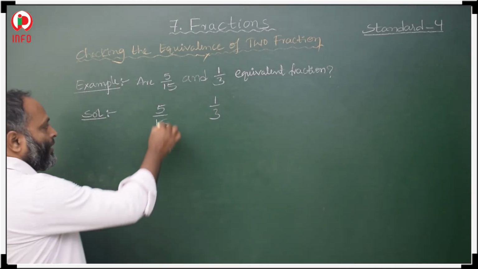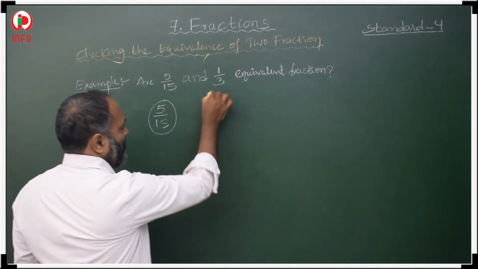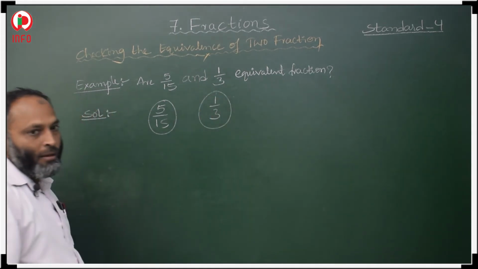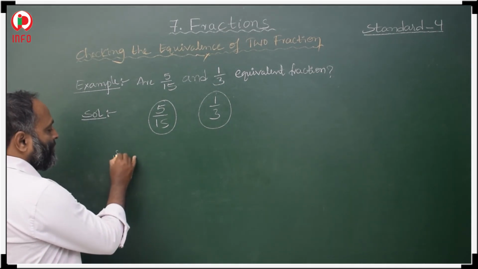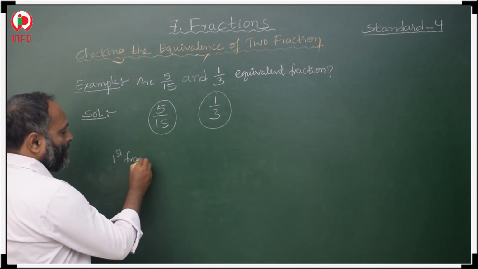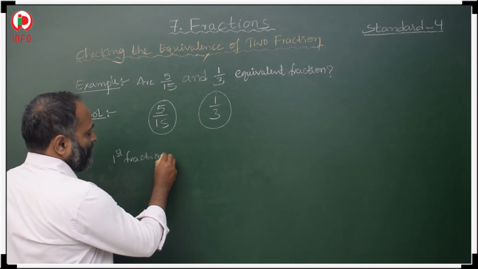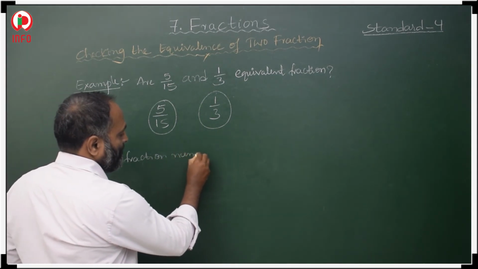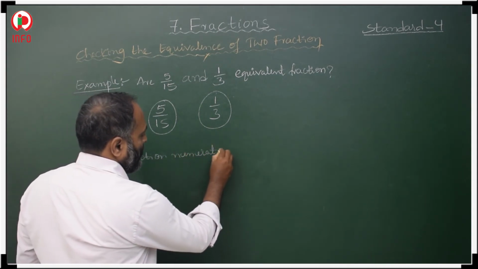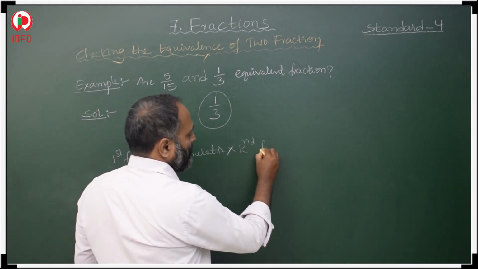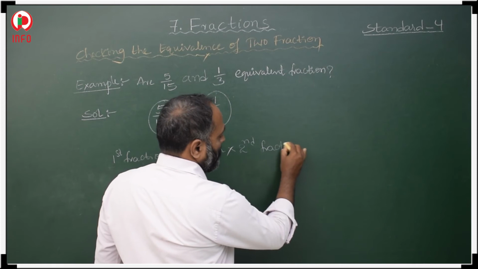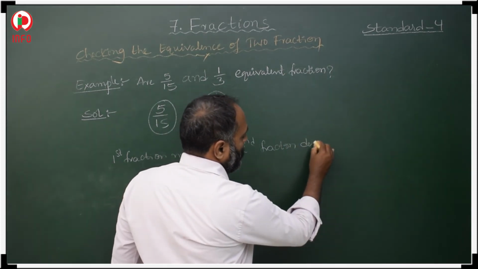Then in the second step, what do we have to do? We have to multiply the first fraction's numerator into the second fraction's denominator.